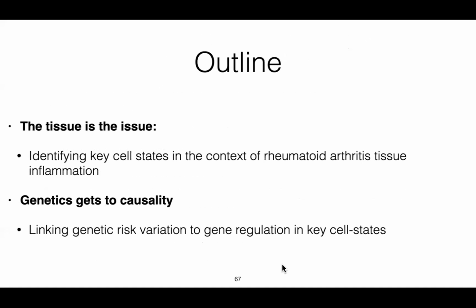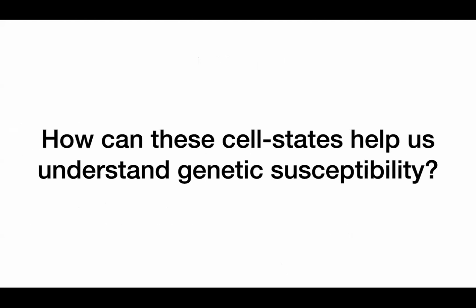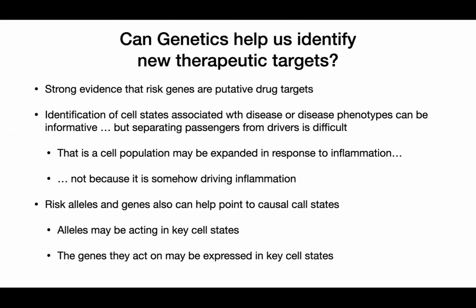So now I'm going to switch gears. We've been talking about correlations of cell states with different phenotypes. What about the genetics? Are they going to help us identify the cell states that are maybe more causal and playing an important role in causing disease? How can these cell states help us understand genetic susceptibility? So can genetics help us identify new therapeutic targets?